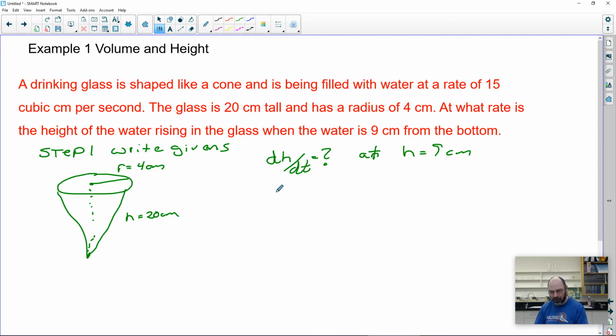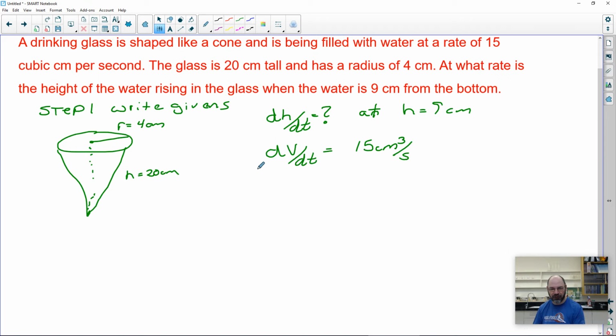And we know that the volume is going into there at a certain rate. dV/dt is moving at a rate of 15 cubic centimeters every second. So that's what we've got to do first. We've kind of got all that, okay, all of the givens that we have. We want to find this. We know this.